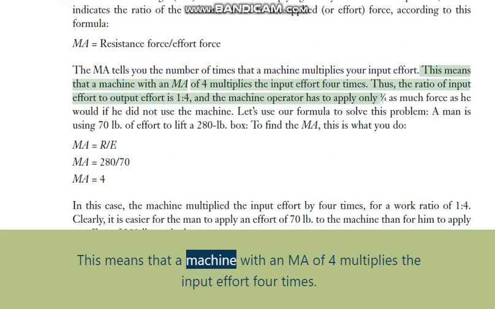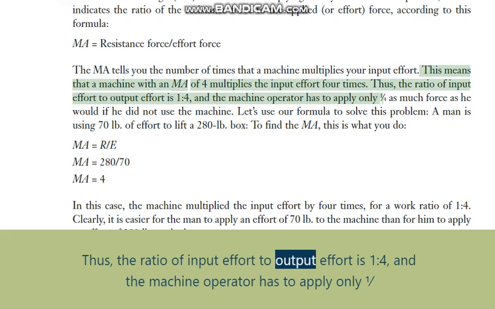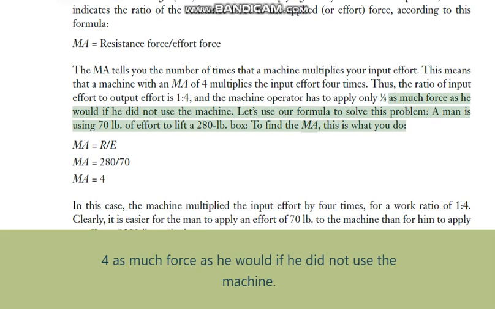This means that a machine with an MA of 4 multiplies the input effort 4 times. Thus, the ratio of input effort to output effort is 1:4, and the machine operator has to apply only 1 for as much force as he would if he did not use the machine.